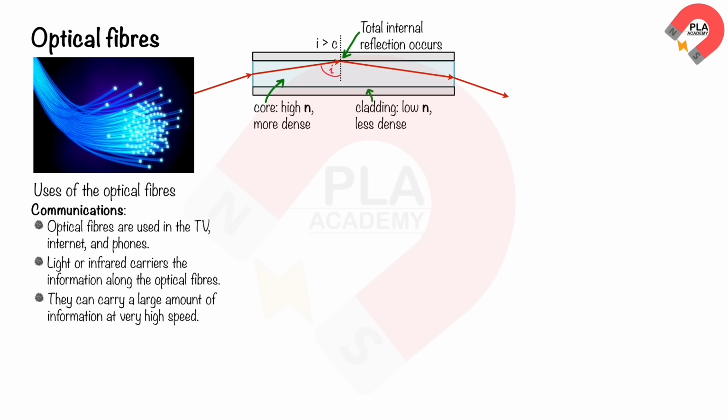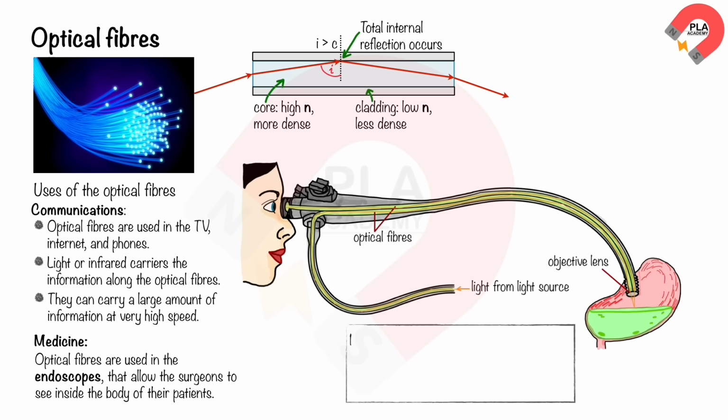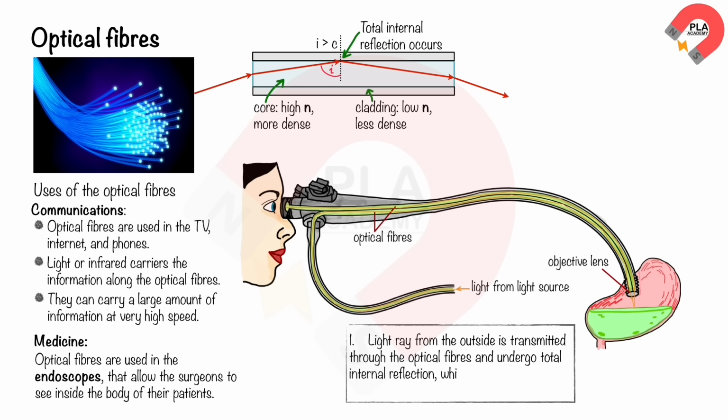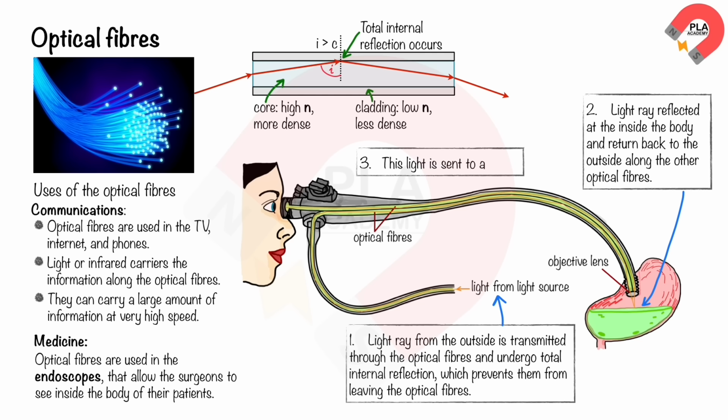In medicine, optical fibers are used in endoscopes, which allow surgeons to see inside the body of their patients. Light rays from the outside are transmitted through the optical fibers and undergo total internal reflection, which prevents them from leaving the optical fibers. Light rays are reflected inside the body and return to the outside along other optical fibers. This light is sent to a computer monitor for a doctor.